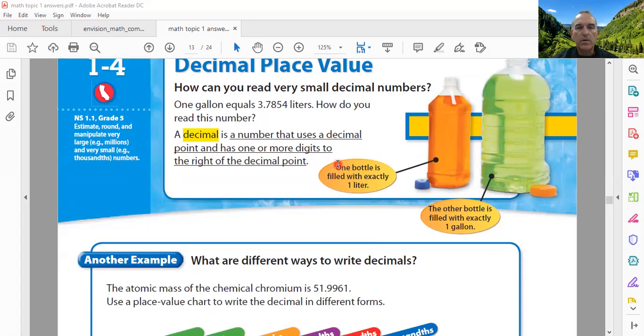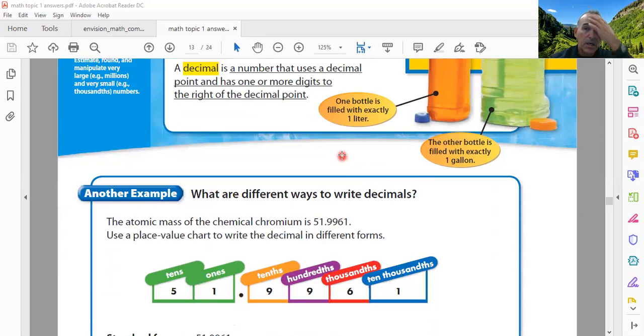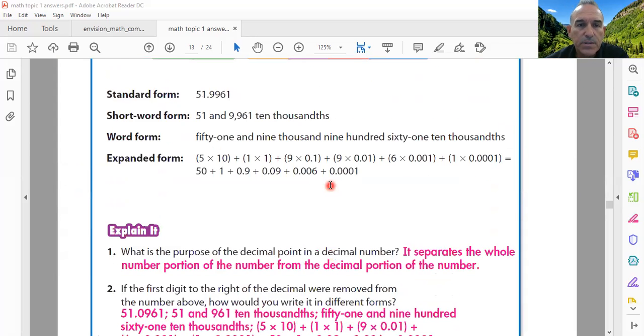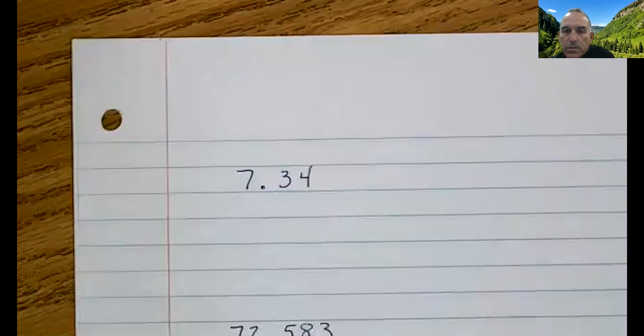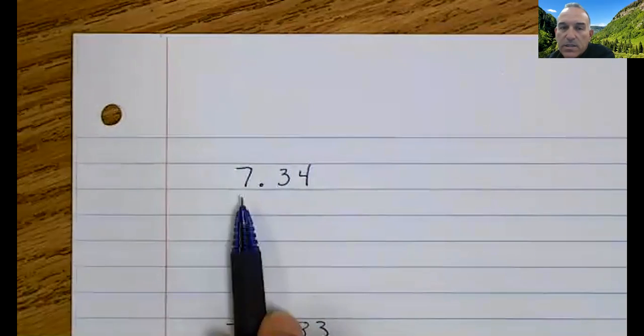I want to take a look at a few of these. I want to look at decimals in expanded form. I also want to look at decimals in general. I'm going to switch to our other screen. Let's go over to our journal real quick. I have some numbers.